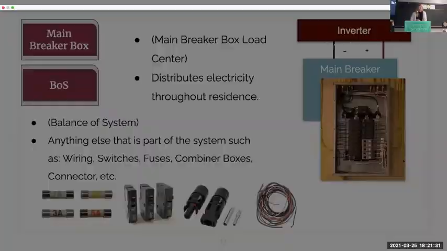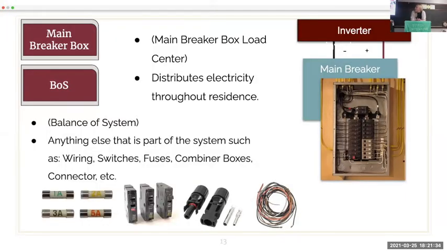Okay, so then you have your main breaker box and your BOS. Your main breaker box, everybody has this in their house. It's where all the electricity comes to and goes out of. That's a really, really neat one. Usually they don't look that good. And then you have everything else in your system. That's like your fuses and your breakers, stuff like that that protects it, and your wiring, and then your combiner boxes and connectors, anything else like that.